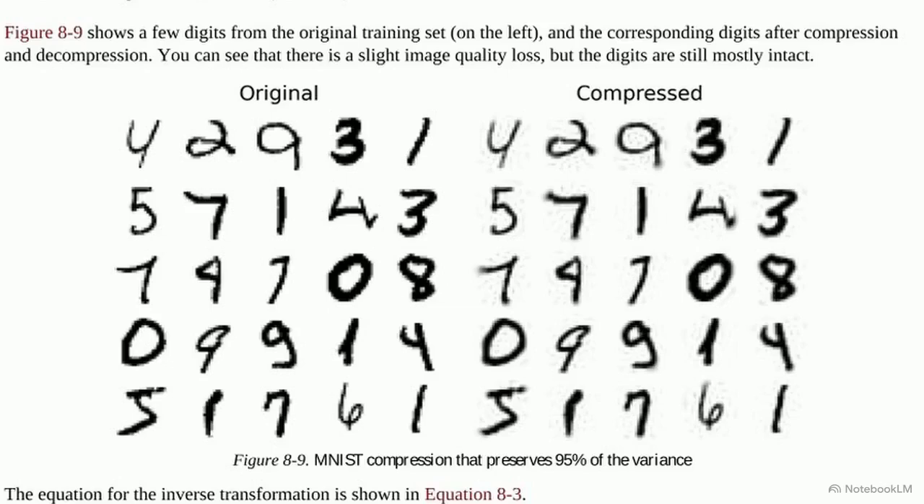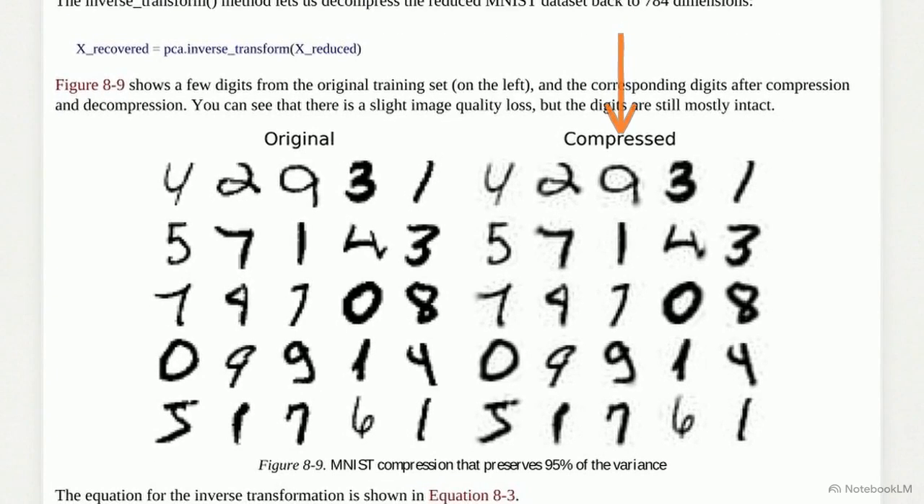This side-by-side comparison shows the original digits on the left and the compressed digits on the right. If you look closely at the edges, you'll see a slight blurriness due to the 5% variance we dropped. However, the digits remain perfectly readable.